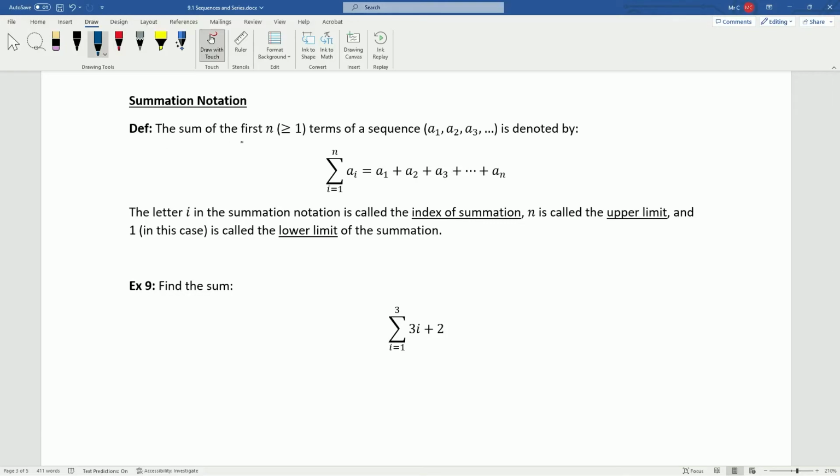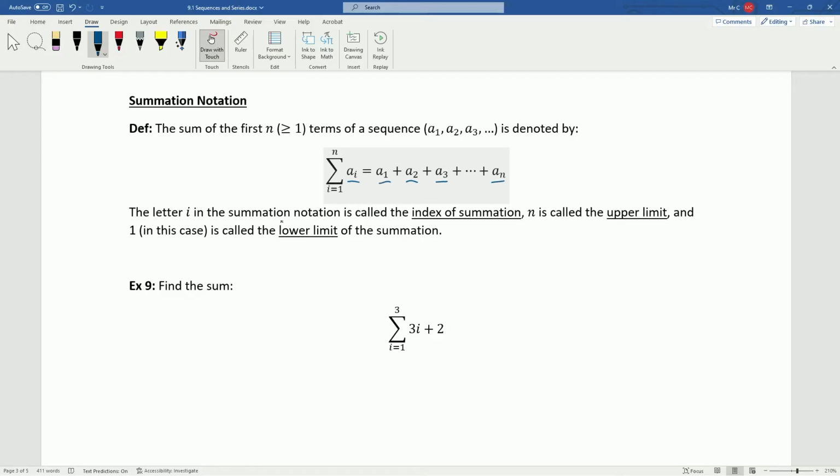So definition, the sum of the first n terms of a sequence, a1, a2, a3, etc., is denoted by sigma from i equals 1 to n. So that's what this symbol is. That's the Greek sigma, but we just think of this as the sum. This is the notation we always use for sum. So the sum from i equals 1 to n of a sub i means whatever formula you have here will be a function of i, and you're just going to plug in every number starting from 1 up to n and add those together.